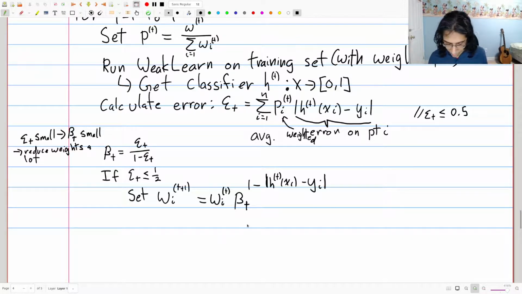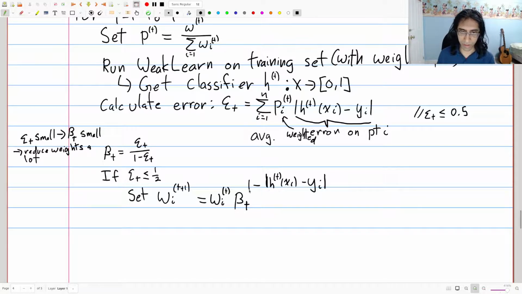Okay, and the final thing I'll comment on in this algorithm in terms of these updates is the exponents here, which might seem a little bit backwards, but let me try to give you some intuition.